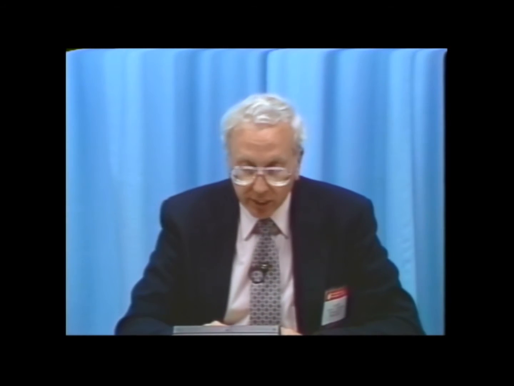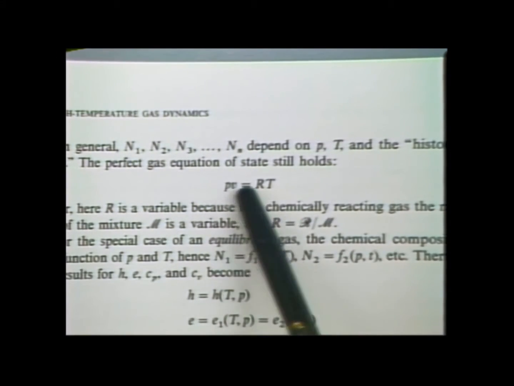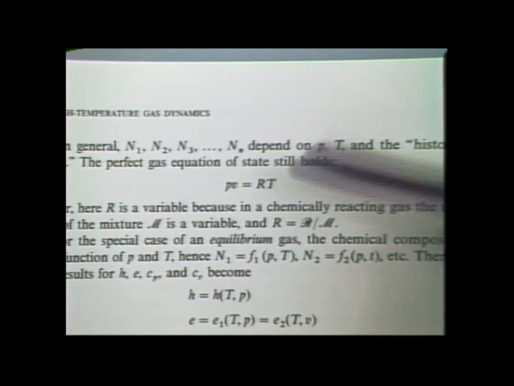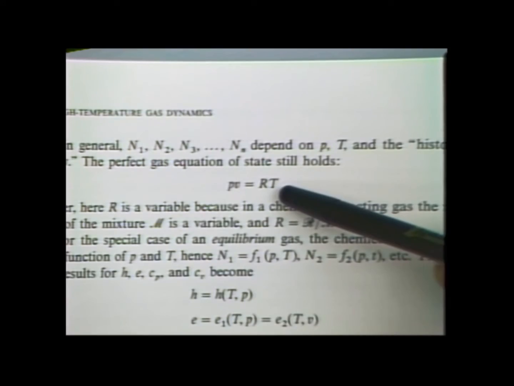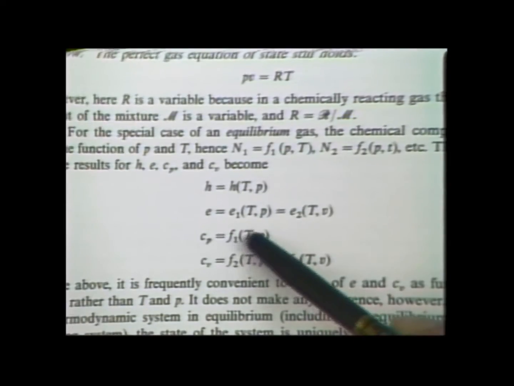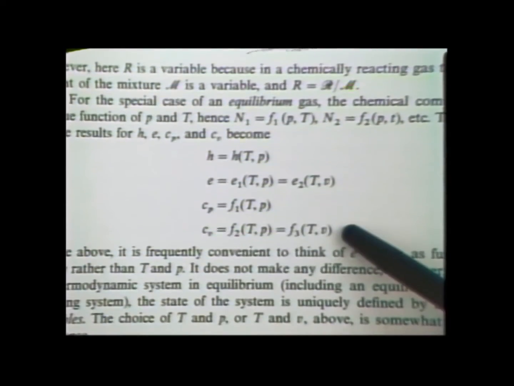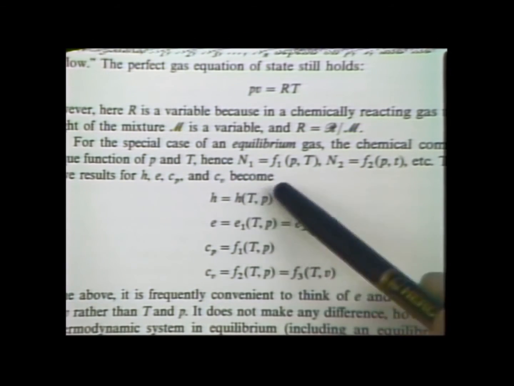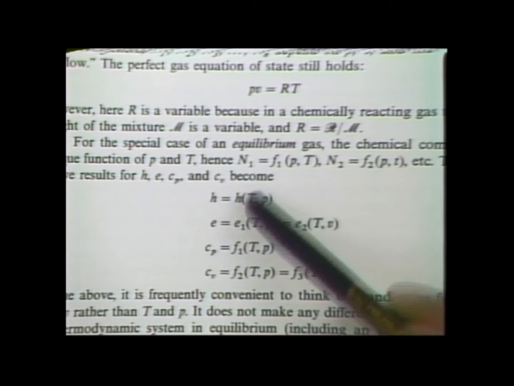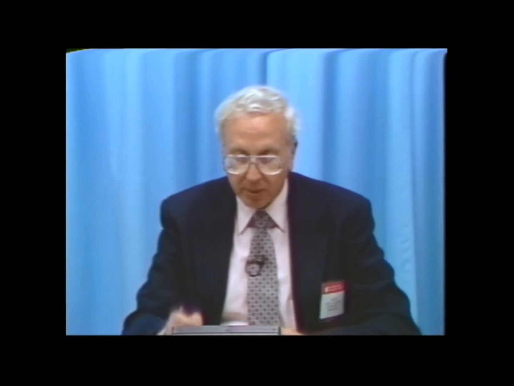The equation of state on page 390 for a chemically reacting mixture of perfect gases is still PV equals RT. The only difference is that now R, the specific gas constant, becomes a variable, but still PV equals RT. Our specific heats now become functions not only of temperature but of pressure also. And therefore the enthalpy and the internal energy become functions of pressure in addition to temperature. But this is still a chemically reacting mixture of perfect gases.